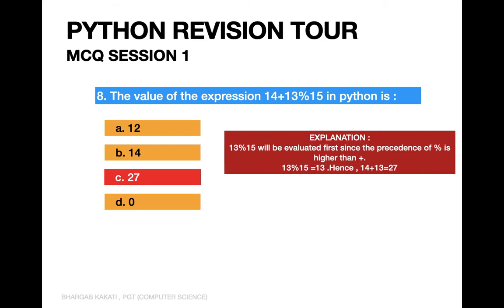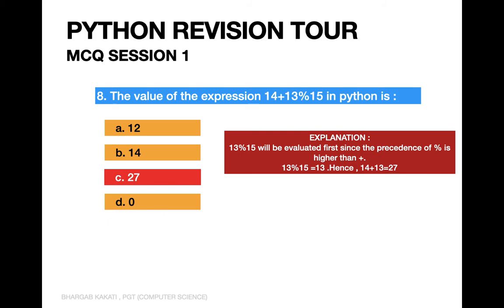So the explanation says that 13 modulo divide 15 will be evaluated first since the precedence of the percentage symbol is higher than plus. Therefore, at first if you evaluate 13 modulo divide 15, the answer is 13, because if I divide 13 by 15, the remainder is 13. Therefore, 14 plus 13 will give you how much? It will give you 27.